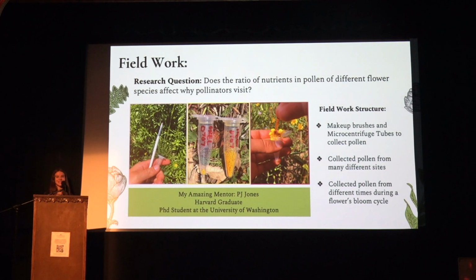I worked with my amazing mentor, PJ Jones, who is a Harvard graduate and is now a PhD student at the University of Washington, with her research question of, does the nutrients of pollen of different flower species affect why pollinators visit? So thinking back to the floral characteristics, have flowers adapted to have a certain ratio of nutrients in their pollen that attract certain pollinators to them?